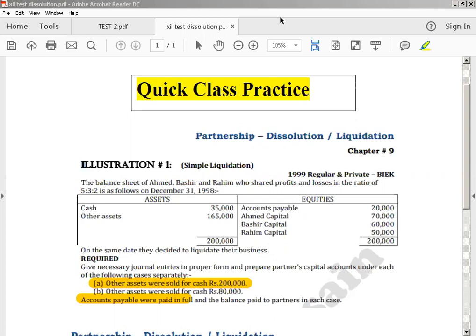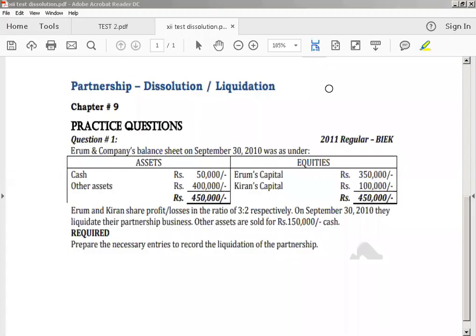We have another question in our general class practice. This is your chapter 9. We have a class practice question. This is a past paper question of 2011 according to the Board of Intermediate Examination. First of all, you have Iram and Company's balance sheet on September 30, 2010 as under. You have assets on the debit side, cash and other assets 50,000 and 400,000. Total assets 450,000. Then we have equities on the credit side.